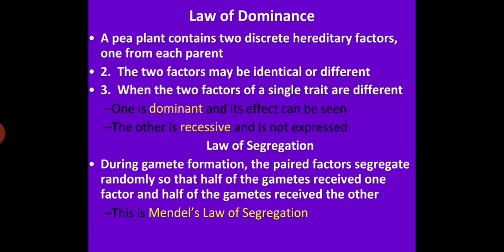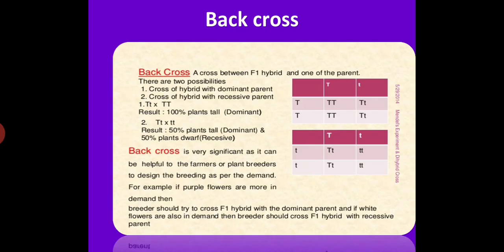It is hidden. The law of segregation: during gamete formation, the parent factors segregate randomly so that half of the gametes receive one factor and half of the gametes receive the other. This law is called Mendel's law of segregation.